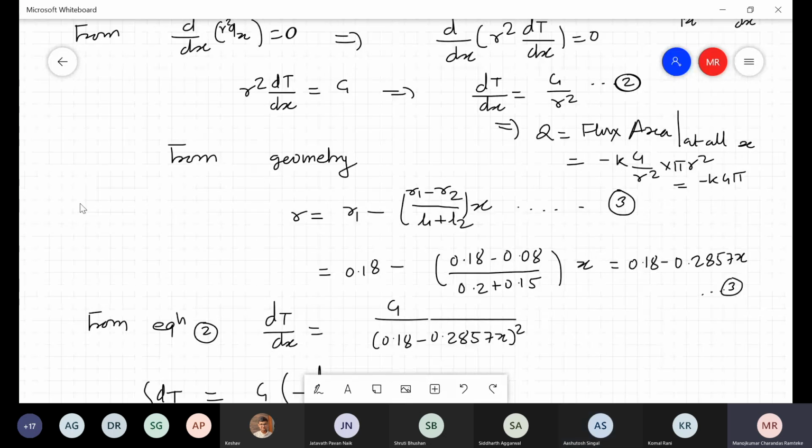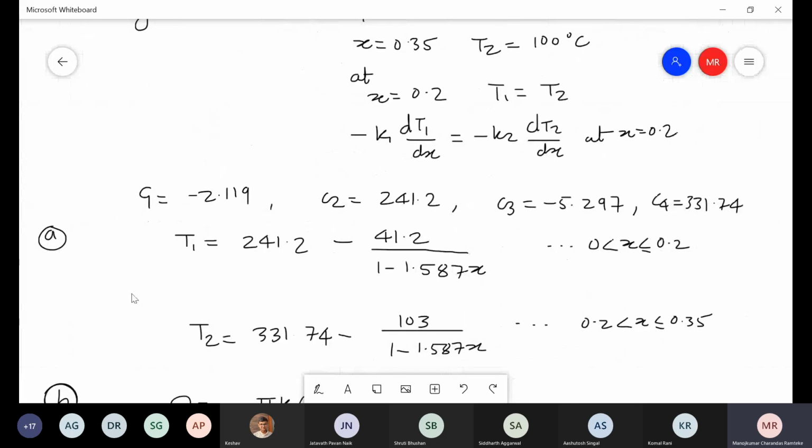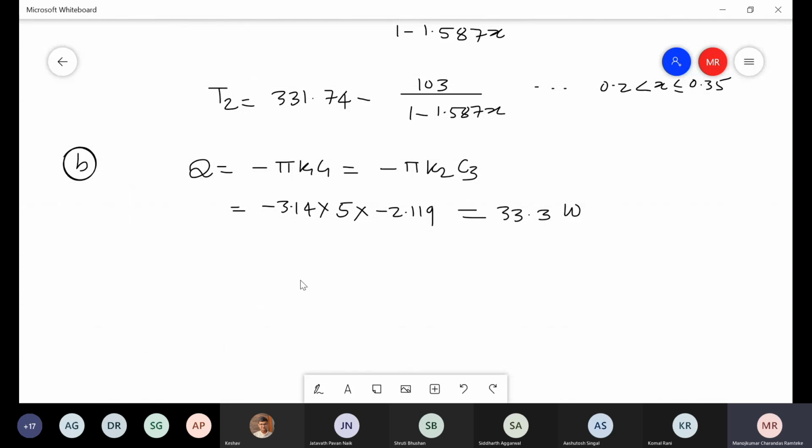So this is what I have done, and in a similar manner you can obtain the equation in terms of C3 also. But then in that case you will have to multiply K2. So K1 C1 is same as K2 C3. Yes, sir. Okay. Let's move to part C.